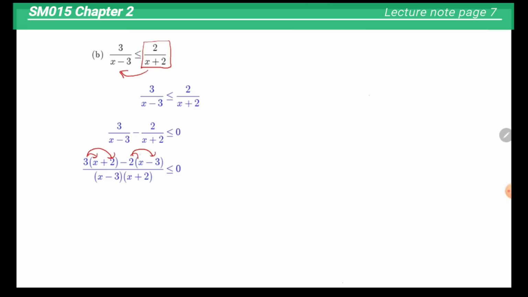So now we'll have (x + 12) / ((x - 3)(x + 2)) ≤ 0. From this part, we can see that we now have a single expression on our left side and 0 on our right-hand side. From here, after you identify the critical numbers, we can use the sign method to solve this inequality.